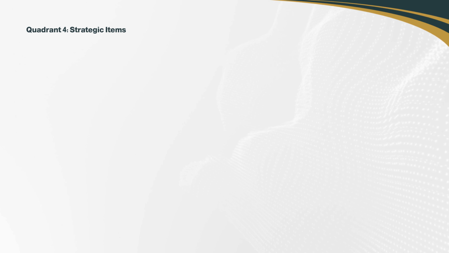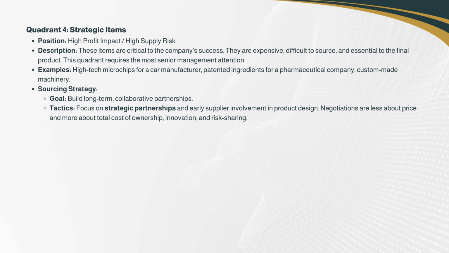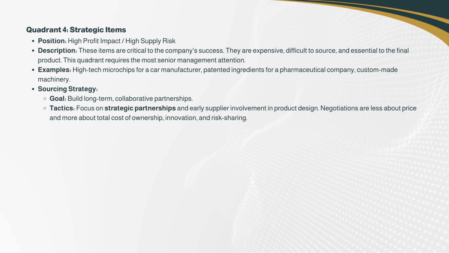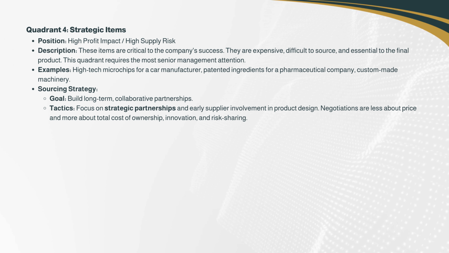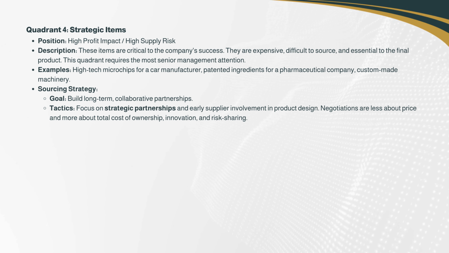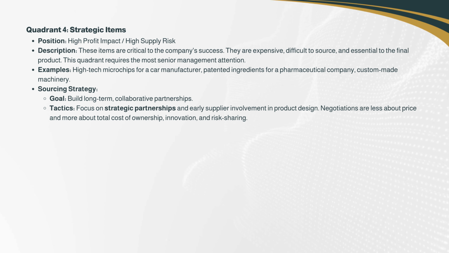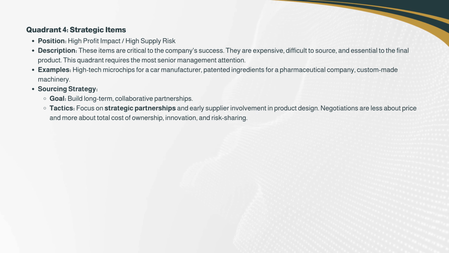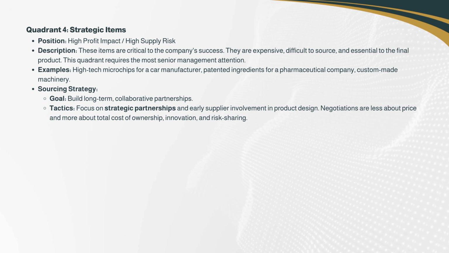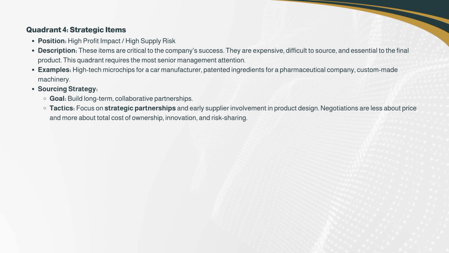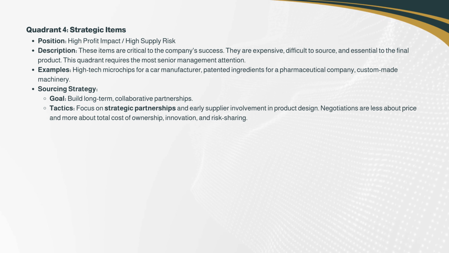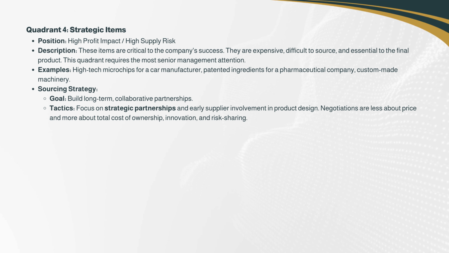Quadrant 4. Strategic items. Position. High profit impact, high supply risk. Description. These items are critical to the company's success. They are expensive, difficult to source, and essential to the final product. This quadrant requires the most senior management attention. Examples. High-tech microchips for a car manufacturer, patented ingredients for a pharmaceutical company, custom-made machinery.